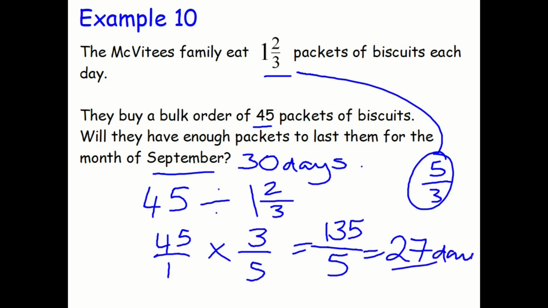So no, the family would not have enough packets for September, because they've only got enough to last them 27 days. The answer to this question is no, they would not have enough packets to last them, and you can't just put no, you've got to show some working to evidence that.